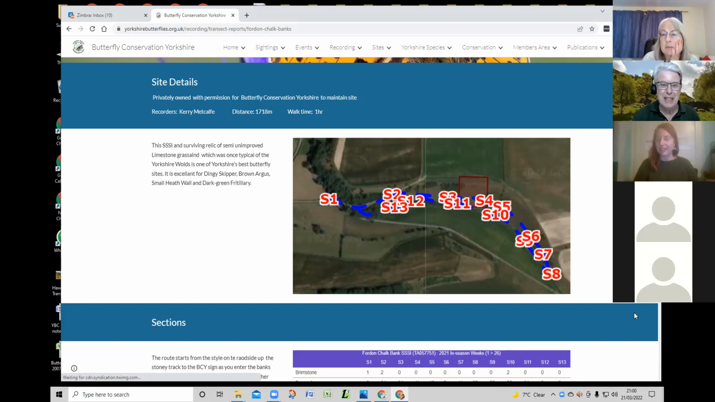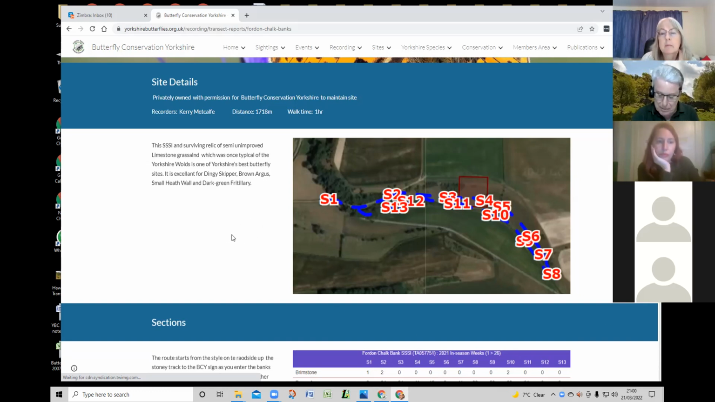Yeah, carry on. So I was really just going to say that in terms of early sightings, I think we got Brown Argus, Dingy Skipper, and Small Heath. All 3 were the earliest sightings in Yorkshire. On Fodden. I was there on Friday. It was 16 degrees. Didn't see anything, but it's a great site. Well worth visiting, but very, very steep. Thank you, Kerry.